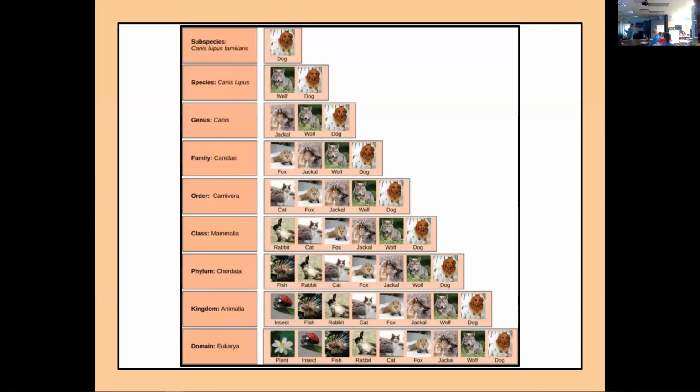And then we have the genus. Jackals are included in the Canis genus, and so are wolves and dogs. And then the species, Canis lupus, right? It's wolf and dog. And then Canis lupus familiaris. That's that dog, right? Yay, we have a familiar.